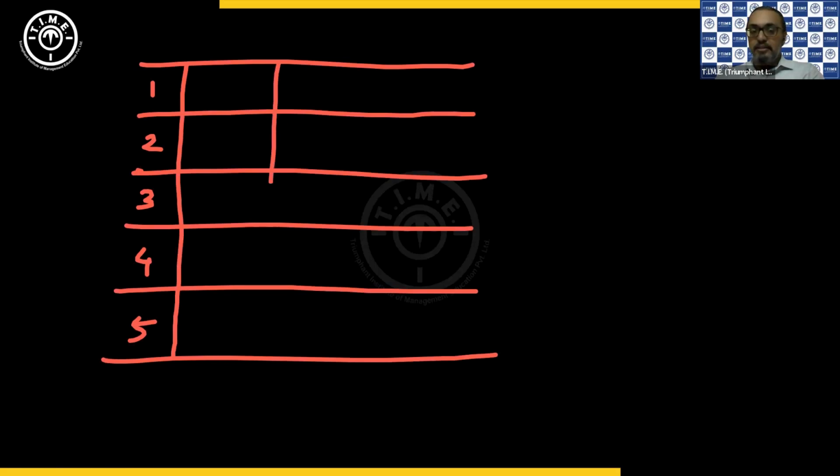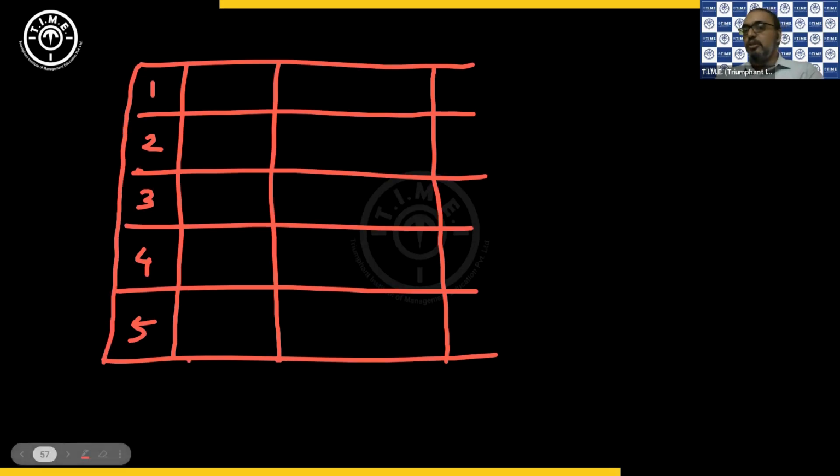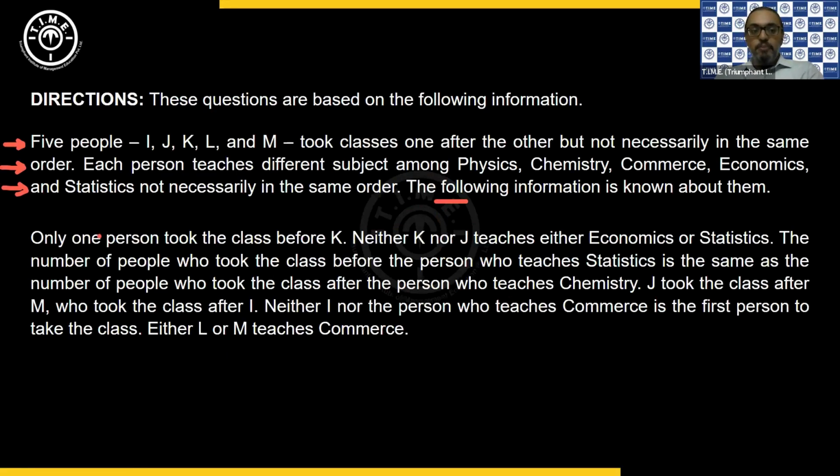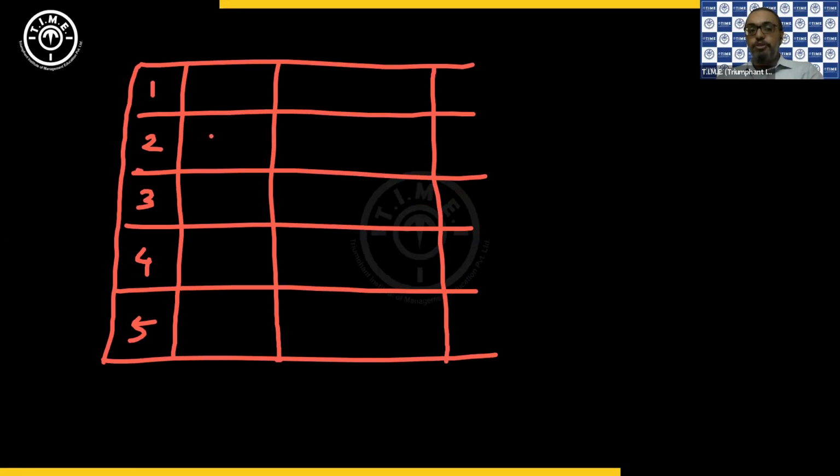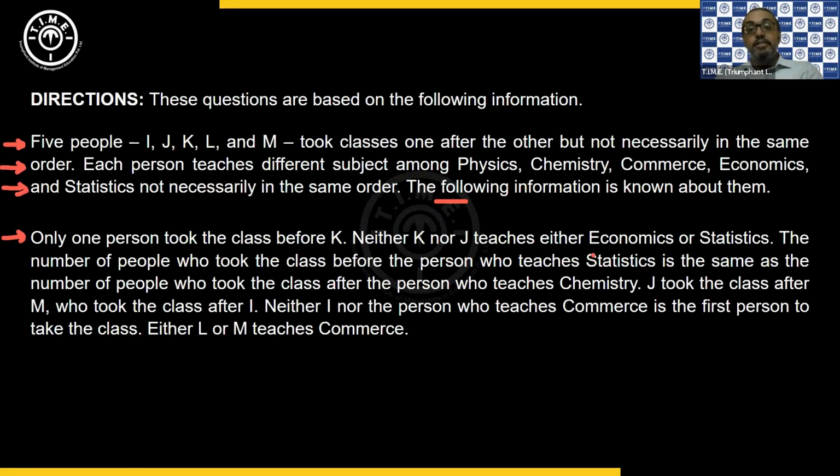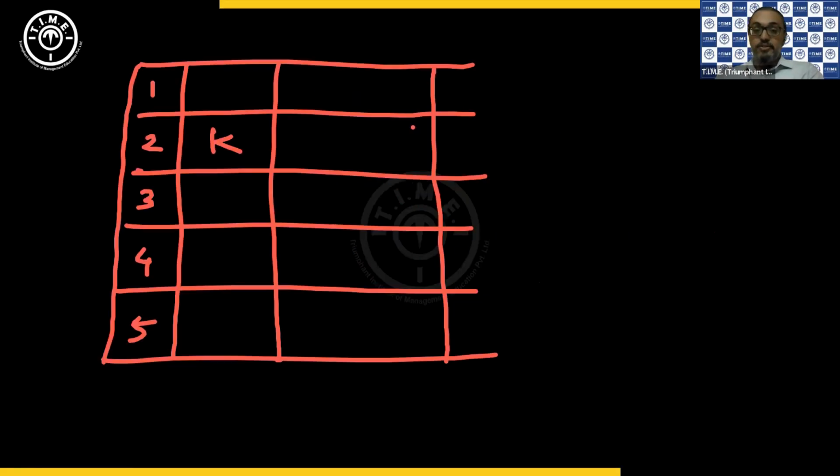So the persons and the subjects have to be based on the conditions now. Okay. Now, the following information is known about them. Only one person took the class before K. That should fix the position of K. K will be the second person to give the lecture. Only one person before K. And then he says neither K nor J teaches either commerce, economics or statistics. Okay, K is not economics nor statistics. Similarly, J also is neither economics nor statistics.